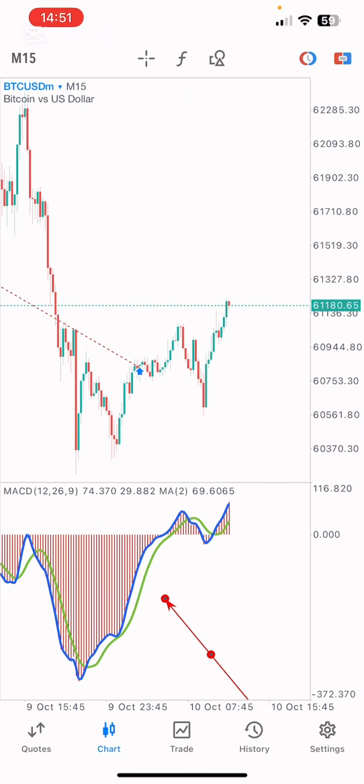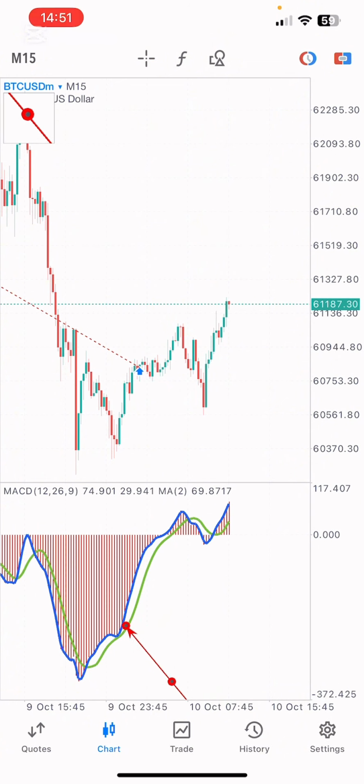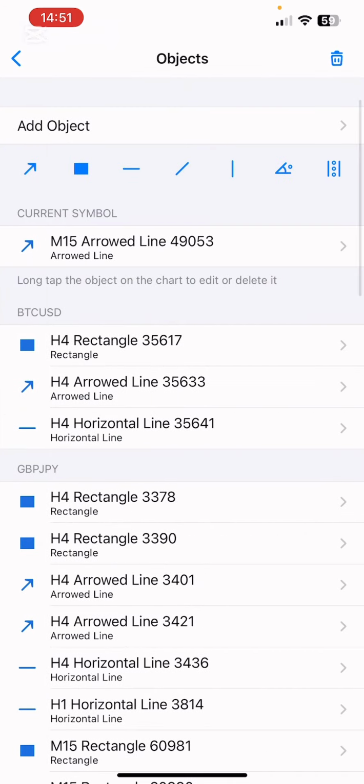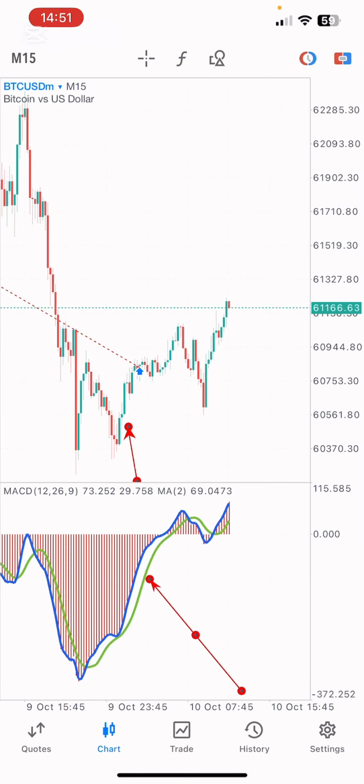All right, so whenever this blue line crosses above this green line, the green is our signal line. Okay, so now the MACD line is this blue line. Whenever this blue line crosses above the green line, we want to look for a sell opportunity, like what you are seeing here from the charts.